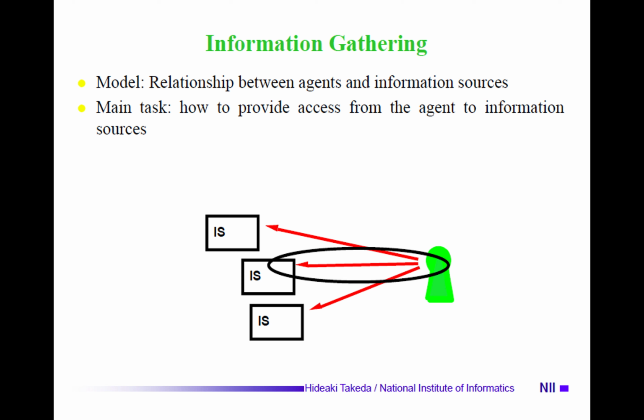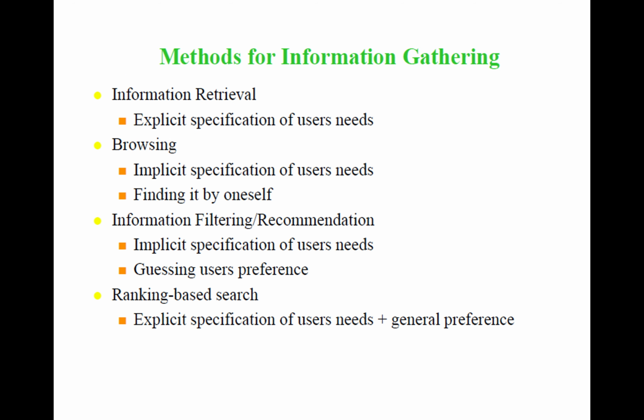So information gathering. So the relationship between agents and information source, right? The agent is the person that consumes the information, and the main task is how to provide access for the agent to information stores, information gathering, right? So we are like an agent, and information stores are like experts. So how can we gather the information from them? There are many methods for information gathering, and as a knowledge engineer, you have to go to the expert and try to understand, or try to model, the knowledge and information he uses to carry out an expert task and build a KBS, right? So information retrieval is an explicit specification of the user's need.